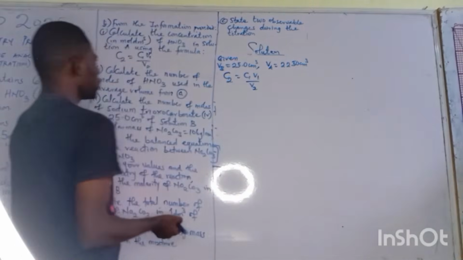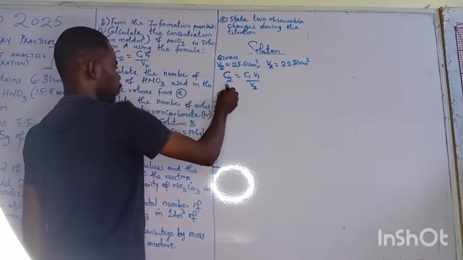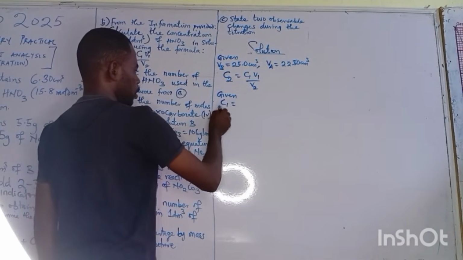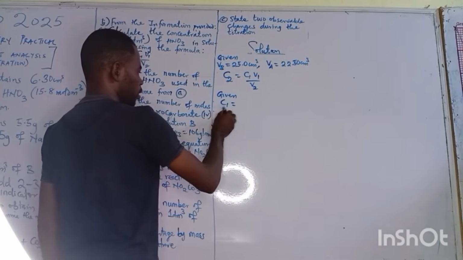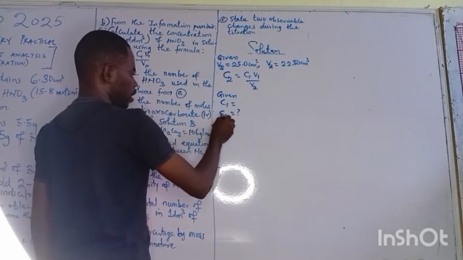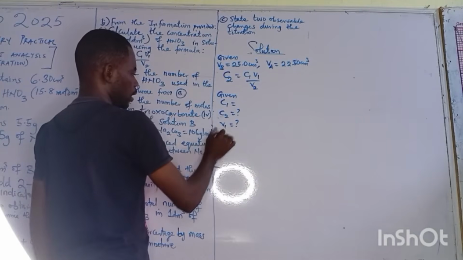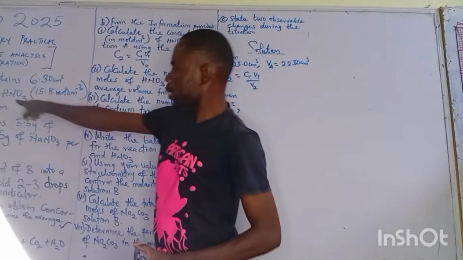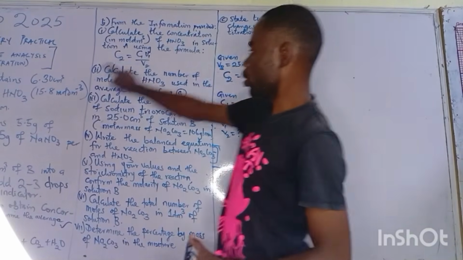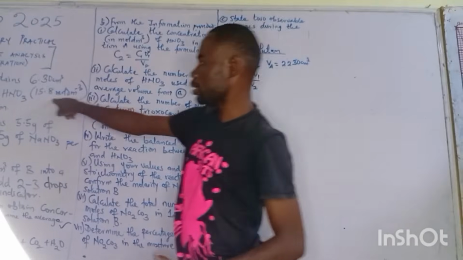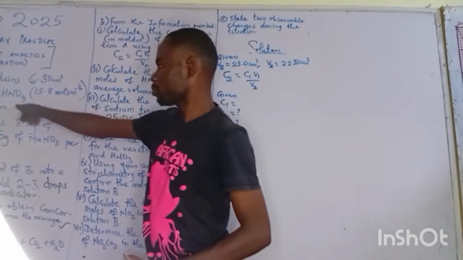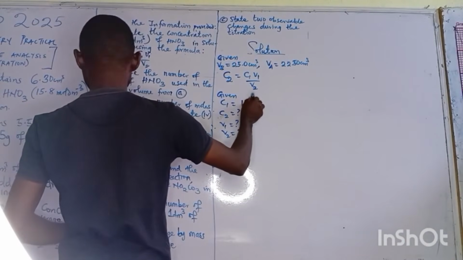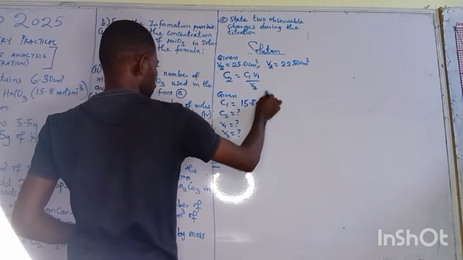Now, the next thing, what is my C1? Let me go back to the information. What is my C1? What is my C2? That's what I want to find. What is my V1? And what is my V2? What will be the information given to us? HNO3. This book is all about HNO3. This is my C1, the molarity of HNO3, that is 15.8 mole per dm cube.